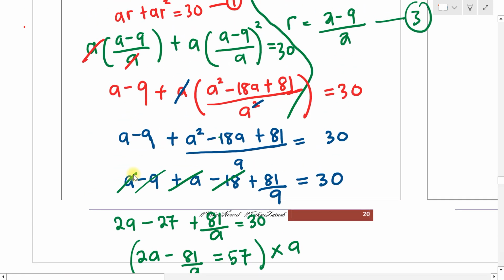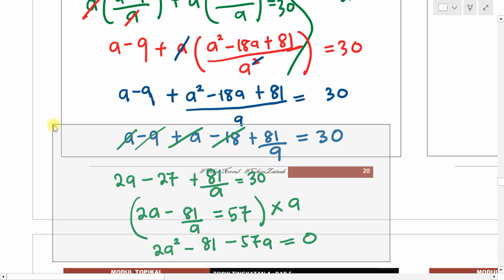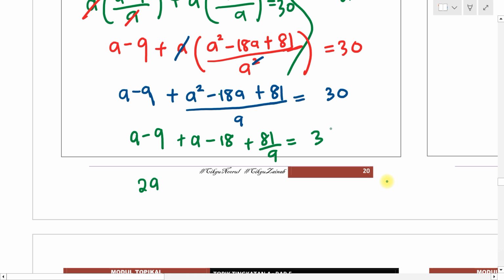What's wrong with that? A minus 9 minus 9. Oh, I missed the 18A. Okay, here is the mistake. A minus 9 plus A minus 18 plus 81 over A equals 30. Again, the 18A divided by A disappears. Okay, right. So A plus A is definitely 2A. Minus 9 minus 18 is minus 27 whichever way we look. Minus 30 and plus 81 over A equals 0.